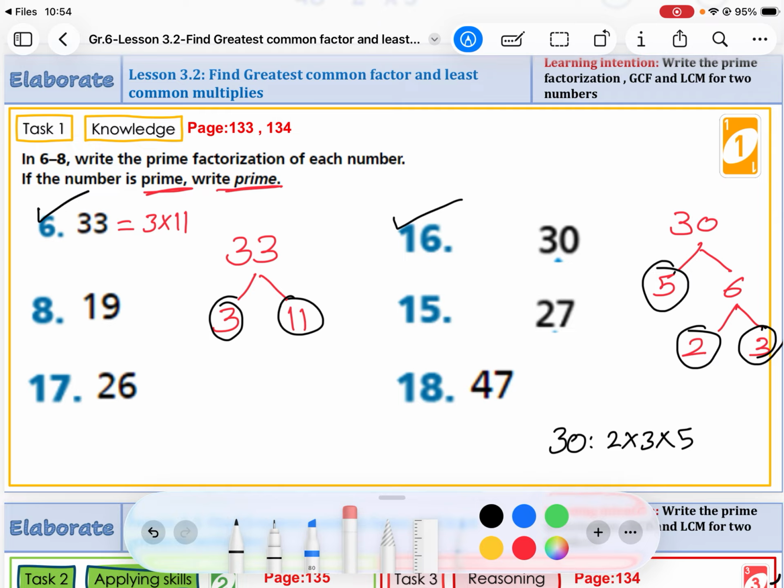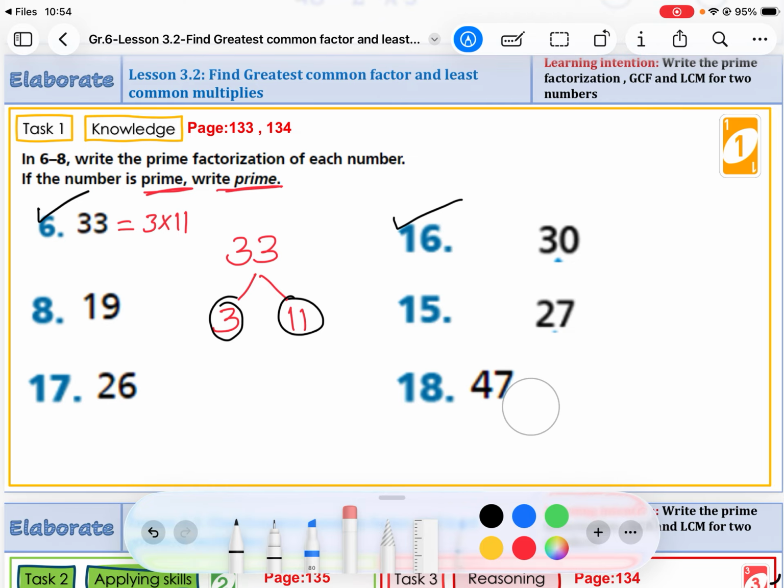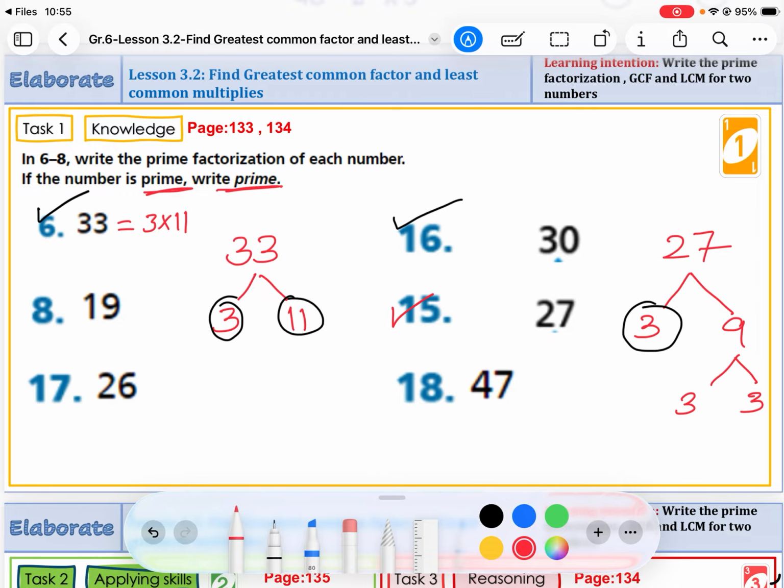Okay, let me delete that and move on to 27. Question 15, 27, the same idea. Think of two factors that when you multiply, they're gonna give you 27. We have 3 times 9. As you notice, guys, the 3 is a prime number, so we're gonna lock it in a circle. Then we will head to factoring 9. It's gonna be 3 times 3. Both of them are prime numbers, so lock them in a circle. So for 27, the final answer will be 3 times 3 times 3.